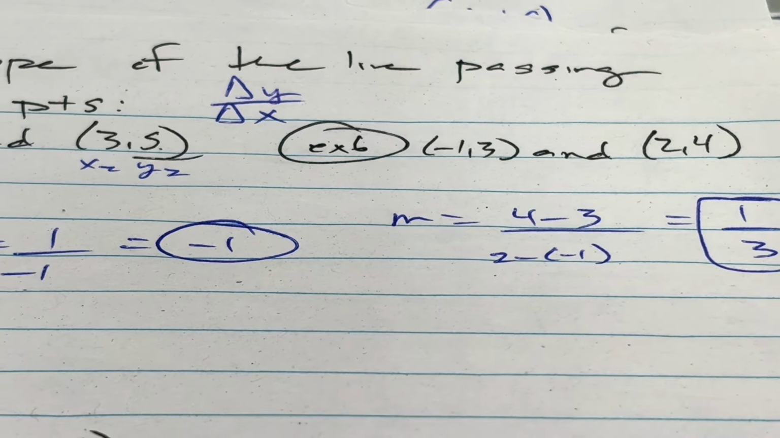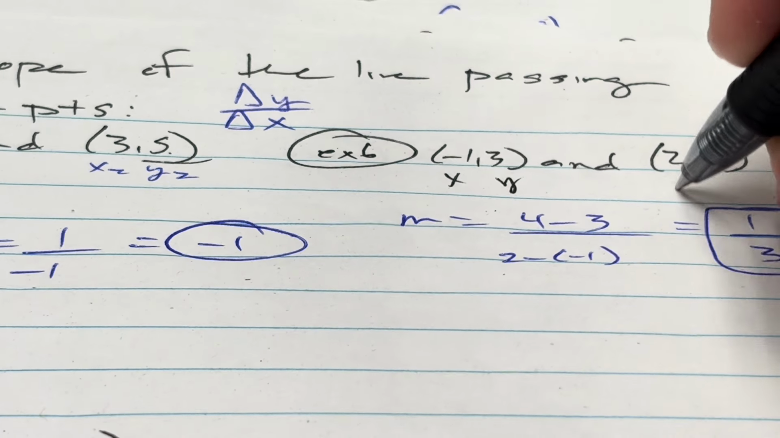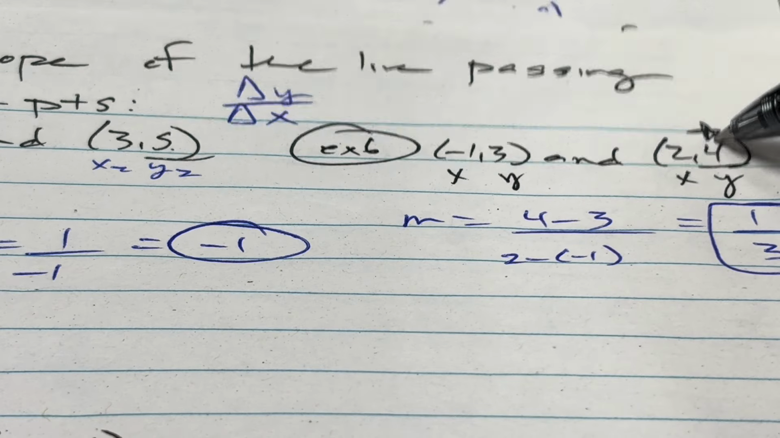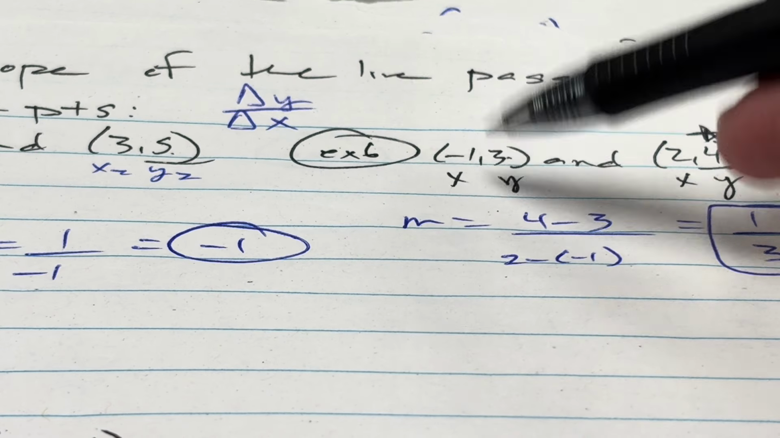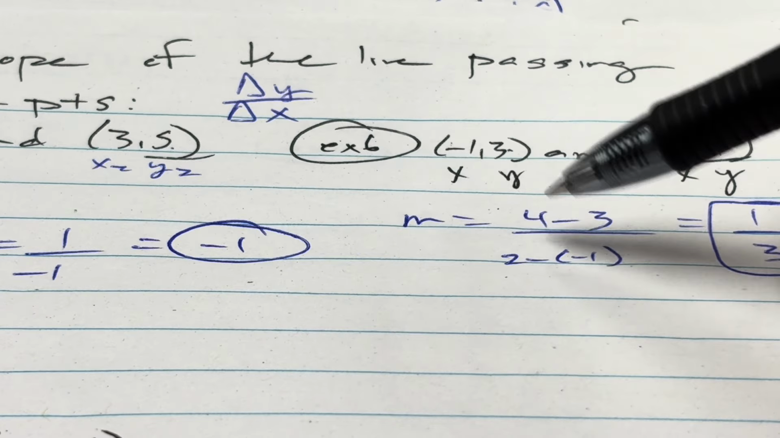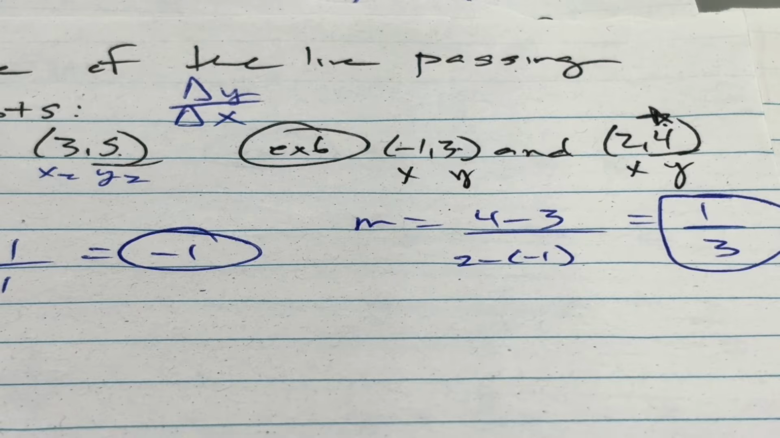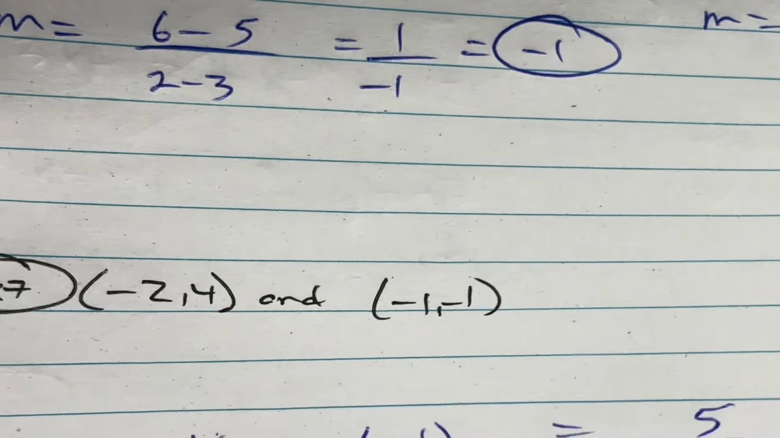All right, this next one. So here, I have x, y, x, y. What's the bigger y? 4 is. So I start there. I do 4 minus 3 over 2 minus a negative 1. Now be careful, you're subtracting a negative 1, so you're adding. And I get a third. Slope, nothing new for us.